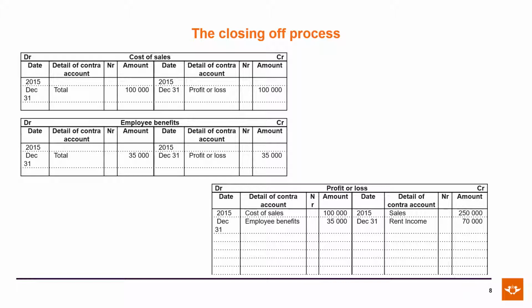Now let's look at the expenses. The expenses that we'll look at are cost of sales and employee benefits. These two expenses have debit totals. So to close them off, you will need to credit cost of sales and employee benefits expense. With that being said, that means profit and loss account needs to be debited. If you look into the ledger account, you'll see that profit or loss account is debited with both cost of sales and employee benefits expense.